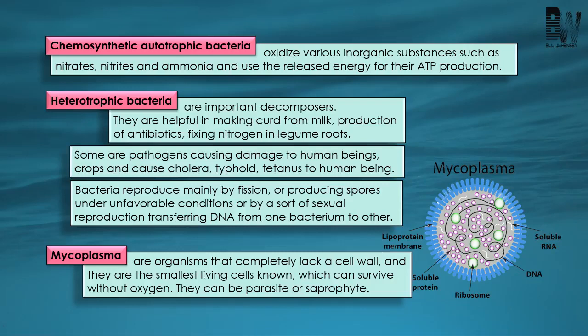Next come to mycoplasma. So this is another group of organisms which are included under kingdom Monera in addition to bacteria. Okay, from earlier study we said that this kingdom Monera is mainly represented by bacteria, but Monera also includes another group of organisms known as mycoplasma. And here the difference is that in bacteria cell wall is present, whereas in mycoplasma cell wall is absent. So they are considered to be the smallest living cells known, and they can even survive without oxygen also, and they can be either parasitic or saprophytic, and they can even cause disease in cattle.